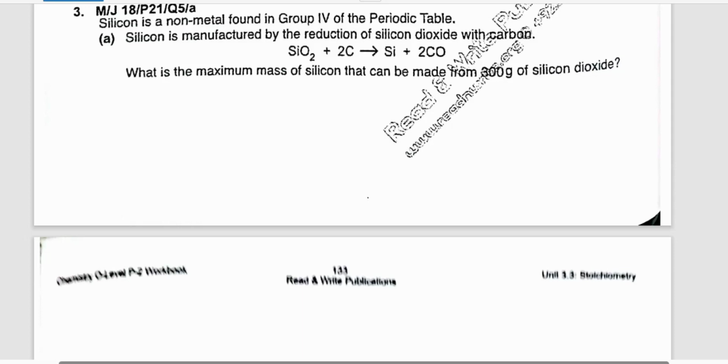So loss of oxygen is called reduction. But it happens with a reducing agent. Carbon is the reducing agent. It reduces the silicon dioxide, and itself is oxidized. It becomes carbon monoxide, and silicon we get.